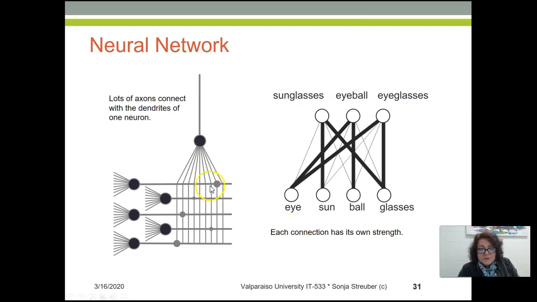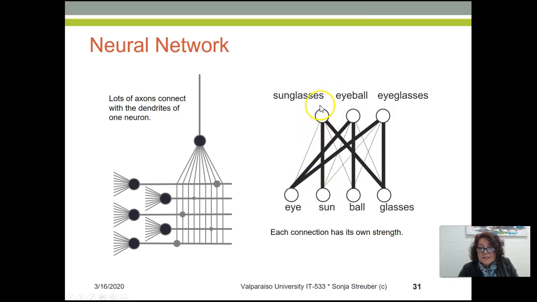Now, it's important to understand that some of these connections between axons and dendrites contain higher weights than others because some connections just make more sense than others do. Let's take this example on the right side here, where we see sunglasses, eyeball, and eyeglasses. And we're seeing that some of these connections make more sense than others. For example, eye and ball makes eyeball, but eye and sun, eye-sun does not make sense.